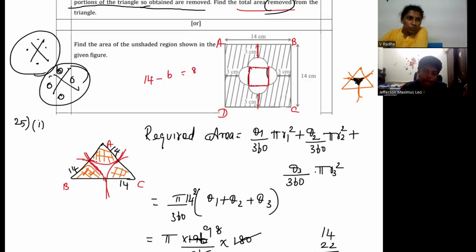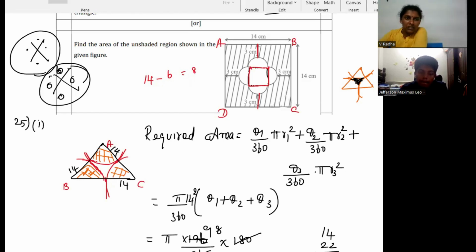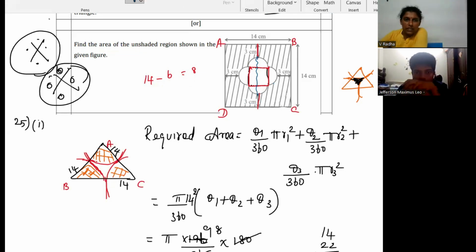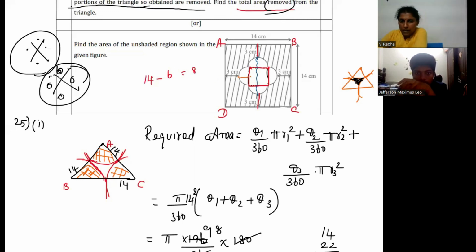So in this portion, from this top point to this point in the lower end, all this height is 8. Similarly, horizontally the same concept will apply. 8 centimeters here also, 8.